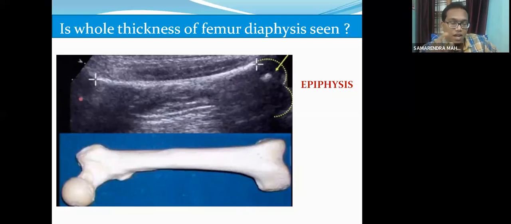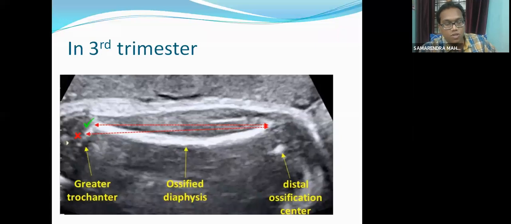And on the right side of the image, it is showing the epiphyseal ossification center is also visible, depicting it to be the latter half of gestation. So in the third trimester, what is happening? We are able to see the spur on one side in this image and one distal ossification center. So we have to put the caliper on the external side only.